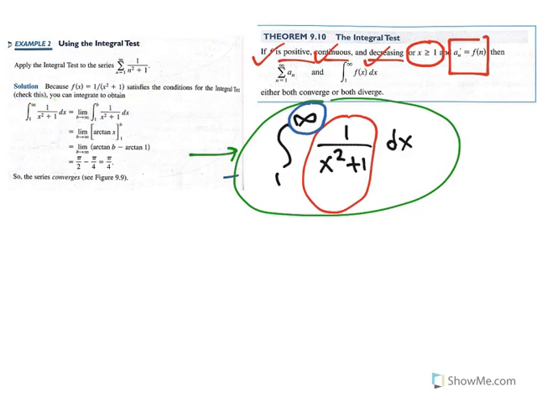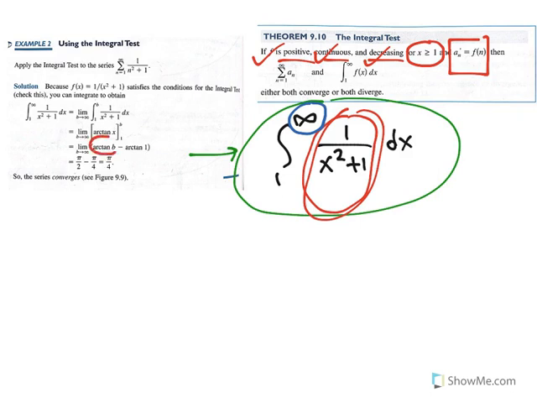So how do you find an antiderivative for this integrand? You may remember an integration rule from calculus AB, and the antiderivative for this integrand is the arctangent of x. So using that, we have our antiderivative, which we will evaluate at the upper and lower limits of integration. So we have arctangent of b minus arctangent of 1, and you take the limit of that as b goes to infinity.